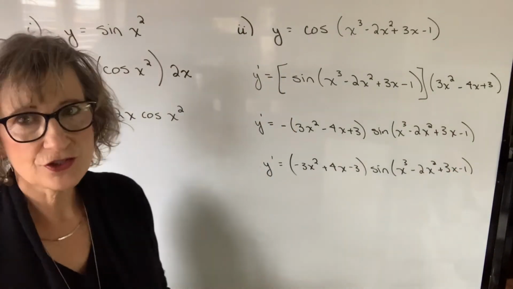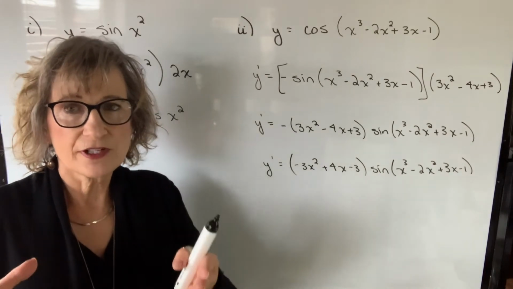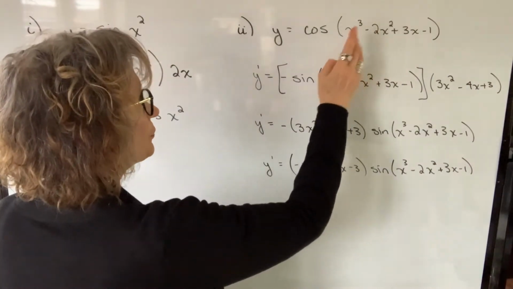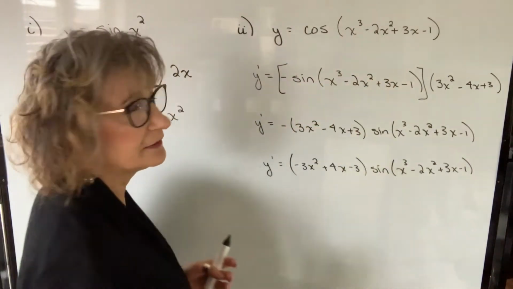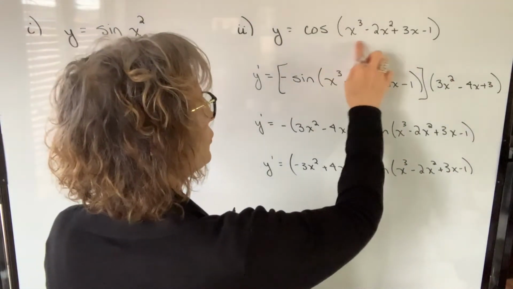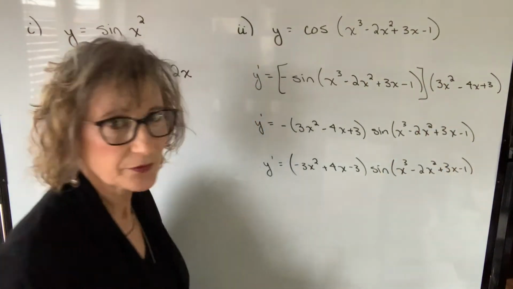So with these questions, hopefully you're noticing that the trig function is the outer function. It's the cos of something, so the derivative is the negative sine of that something. Once you've got that part, then you look inside the cos function, and now we have this, so we multiply by the derivative of that.